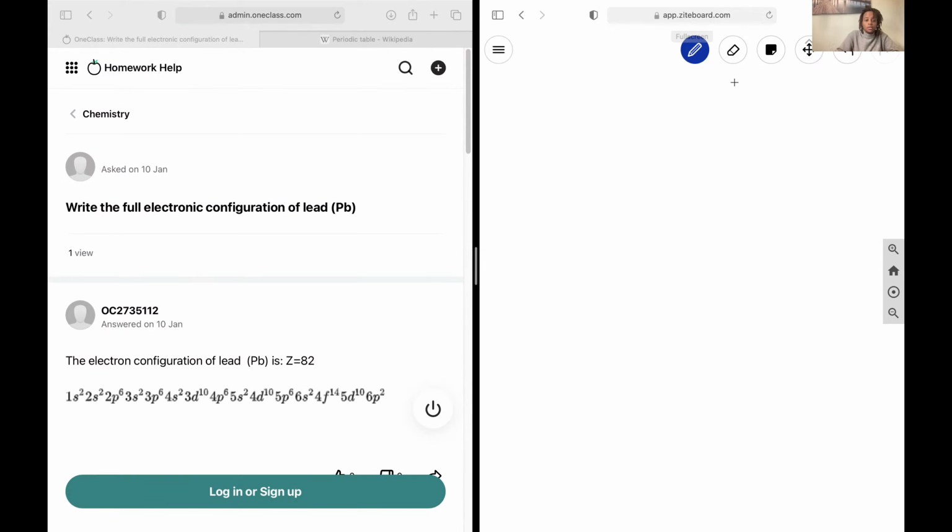Next up, we'd like the full electronic configuration of lead. So let's just remember what the electronic configuration is. And the electronic configuration tells you the way electrons are organized into those orbitals that we previously discussed.